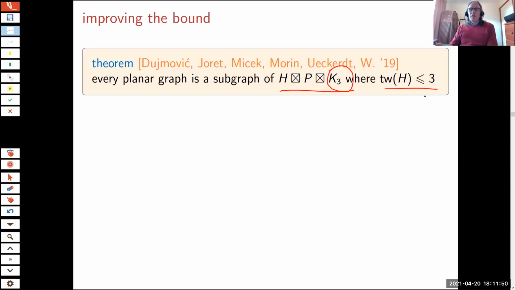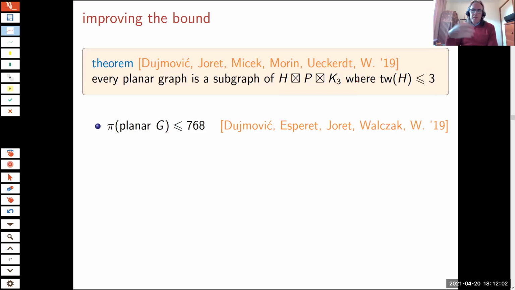And treewidth 3 is best possible here. You can't improve the treewidth 3 bound even if you allowed the other 3 to be 1,000. So treewidth 3 is best possible. But if you plug in the previous mechanism with this new theorem, you reduce the number of colors down to 768.